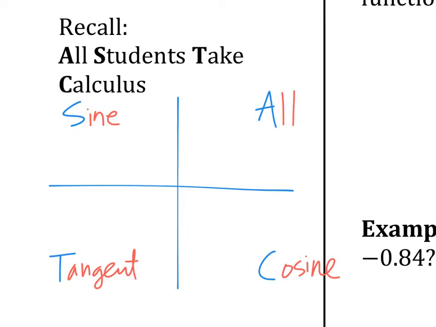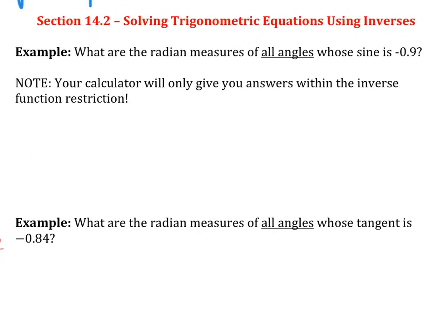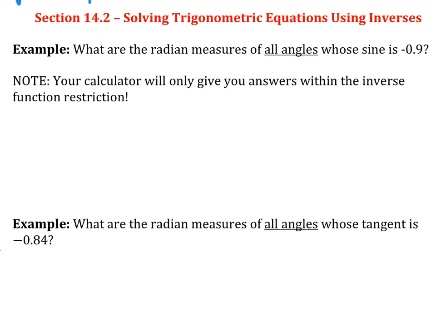Okay, this is where it gets really tricky. So let's have you guys take out your calculator first, because we're going to use the calculator a lot today. Let's look at the first question. What are the radian measures of all angles whose sine is negative 0.9?